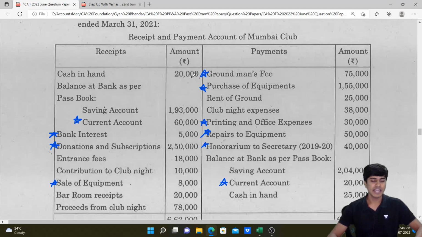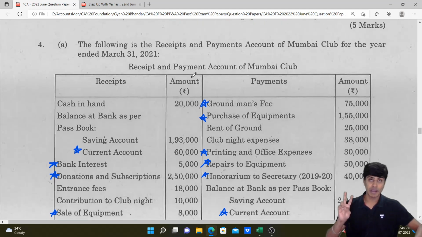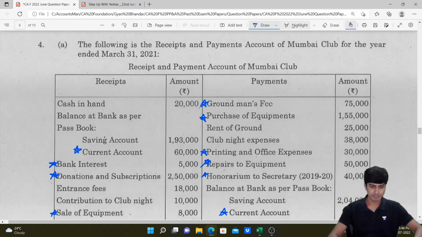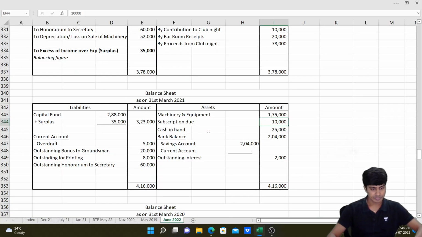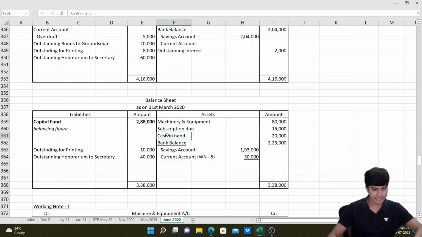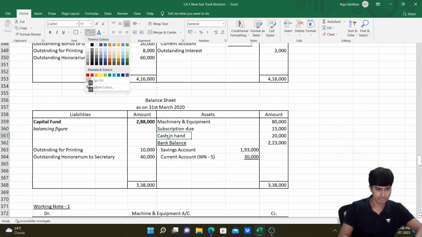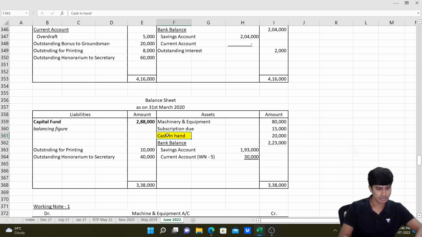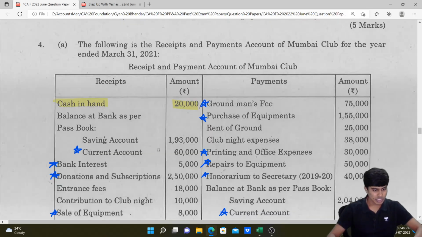So let's solve. Cash in hand 20,000. We need to prepare two balance sheets, one opening, one closing. So this would become the balance in the opening balance sheet. I'll write 20,000 in my opening balance sheet as an asset. This is my opening balance sheet as on 31st of March 20. I'll write cash in hand as an asset, 20,000.